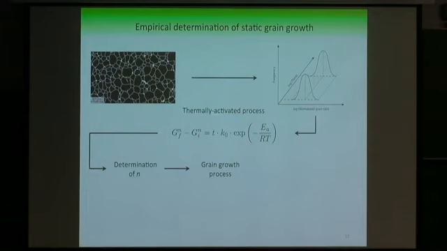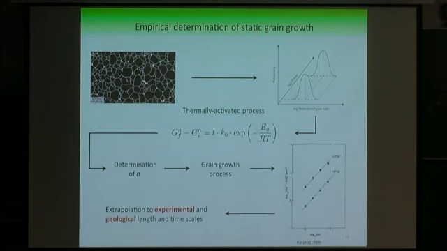So what is usually done is that n is empirically determined previously to the rest of the equation. And so by determining this grain size exponent, we know what kind of process is happening that is controlling the grain growth. And in the literature, I found that usually the final grain size to the power n minus the initial grain size to the power n as a function of time can help us determine the temperature dependence. And then this Arrhenius equation is used to extrapolate from experimental to geological length and timescales.